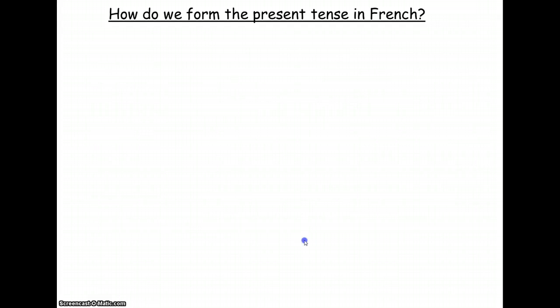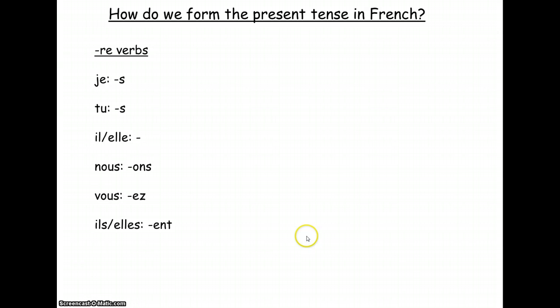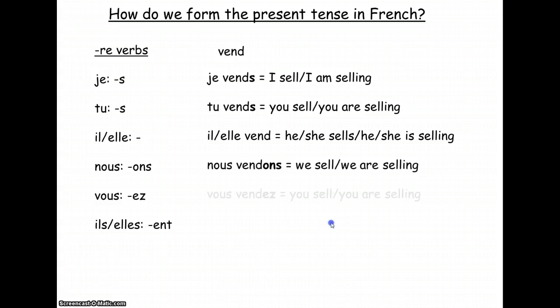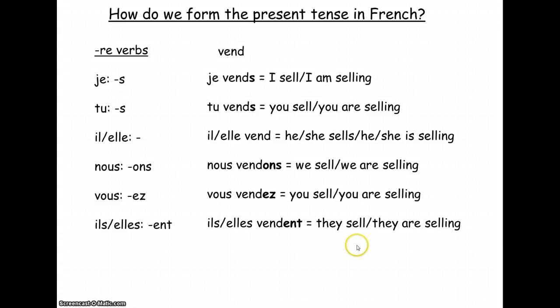And then the last section, RE verbs, again, different set of endings. S, nothing, S, ONS, EZ, ENT. Okay, and then same process. Vendre means to sell. We take off the RE and we add the endings onto that stem. Je vends, tu vends, il vend, elle vend, nous vendons, vous vendez, ils vendent, elles vendent.